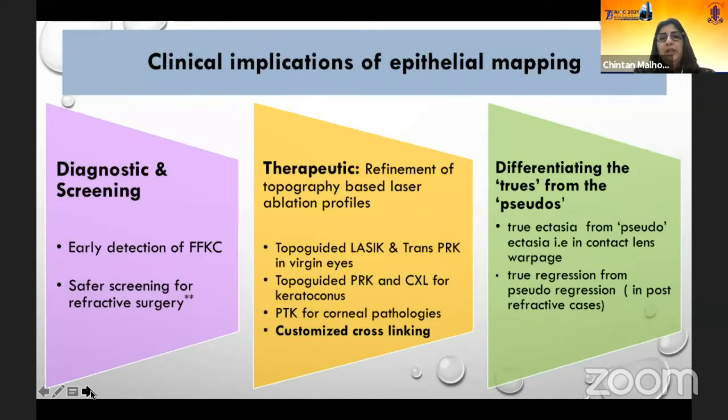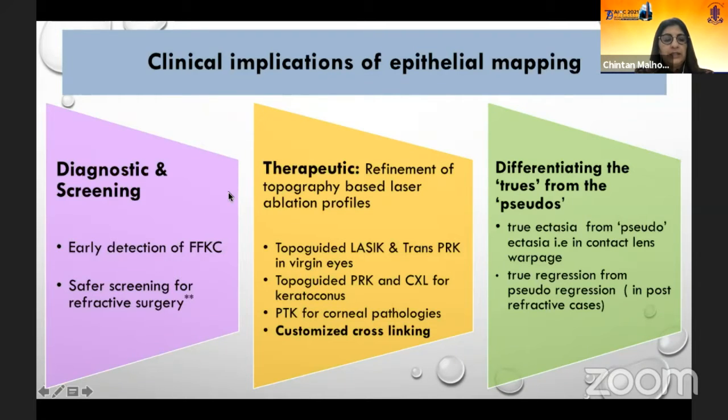So what are the clinical applications of epithelial mapping? It is being increasingly used for diagnosis and screening. Like I mentioned, early detection of forme fruste keratoconus and safer screening for refractive surgery. I'll be coming to this again a little later. If we know how thick the epithelium is, the refractive procedures can be refined, whichever are based on the epithelial mapping or the topography, because the epithelium is actually the first topographic layer of the cornea. So for topography-guided LASIK or PRK, or if you want to do PTK where you don't know whether the epithelium is regular or irregular, and also for customized corneal cross-linking.